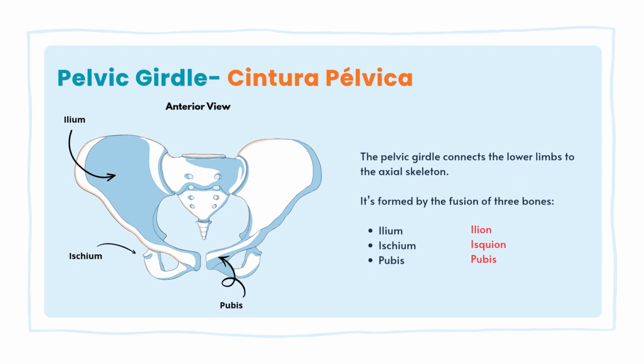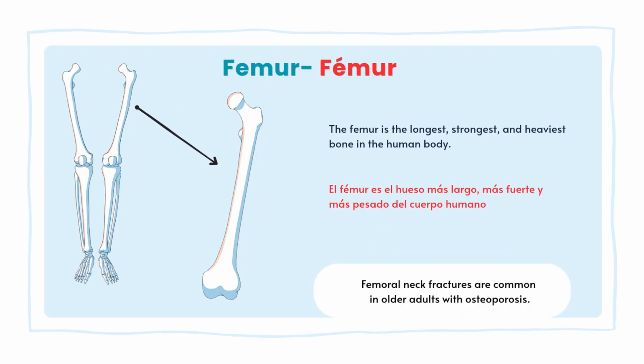ischion, y pubis. We'll move from proximal to distal, so the next bone we are gonna look at is the femur. The femur is the longest, strongest, and heaviest bone in the human body. En Spanish, el fémur es el hueso más largo, más fuerte y más pesado del cuerpo humano.